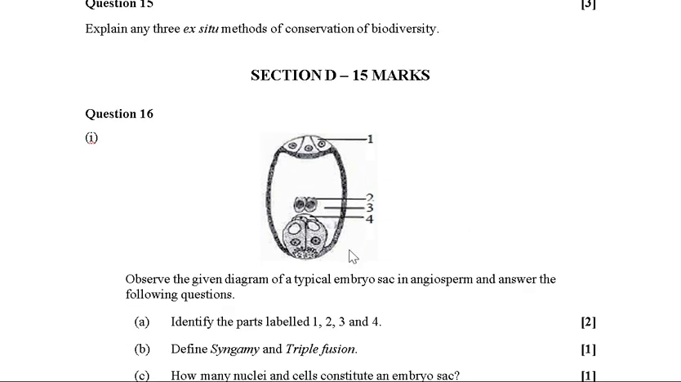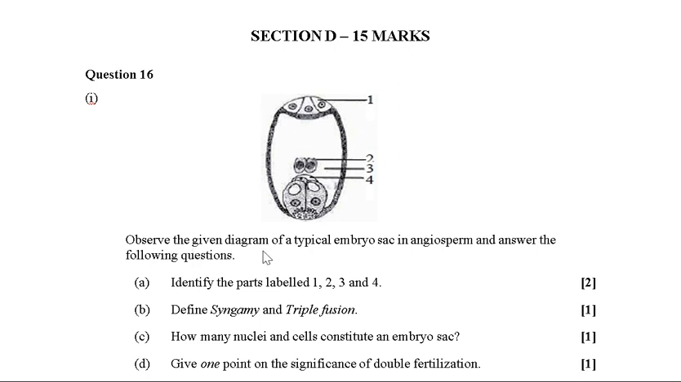16. For question number 16, they have given one diagram. So observe the given diagram of a typical embryo sac in angiosperms and answer the following questions. So first, identify the parts level 1, 2, 3 and 4. So part 1 is actually indicating antipodal cells. Okay, part 2 is indicating polar nuclei, or it is also called secondary nucleus. Part 3 is indicating central cell, and part 4 is indicating egg cell.